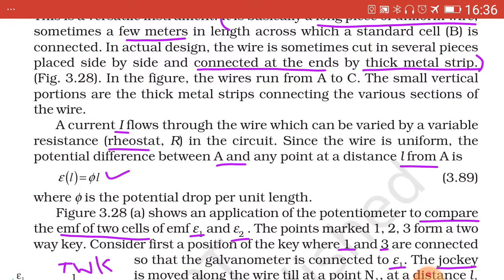You will come across two practicals of this potentiometer. First one is to measure the EMF of two cells, that is E1 and E2, by considering one of the cells as the standard cell and comparing it with it. And the second one is to measure the internal resistance of a cell, which later on we shall see here only.